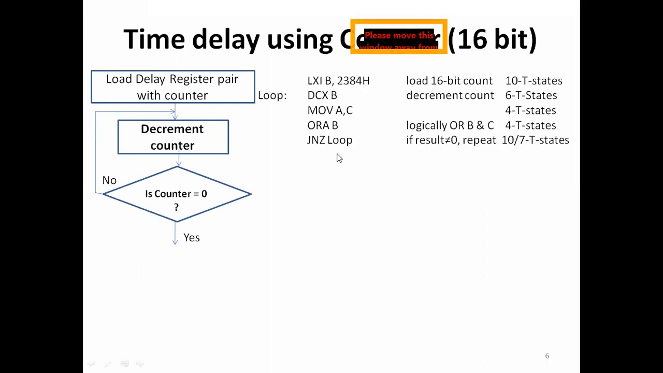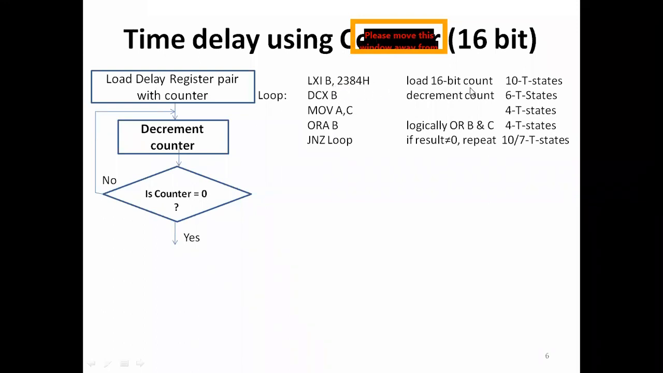Instead of loading the count value into a single register, we load the 16-bit value into a register pair. Suppose I am using the BC pair to load the count value. So in this BC pair, I have loaded 2384, a 16-bit number, as the count value. Then we are decrementing the count value. Then we are using two additional instructions, MOV A,C and then ORA B. The purpose of LXI B is to load the 16-bit count, that is 2384, into the BC pair register.